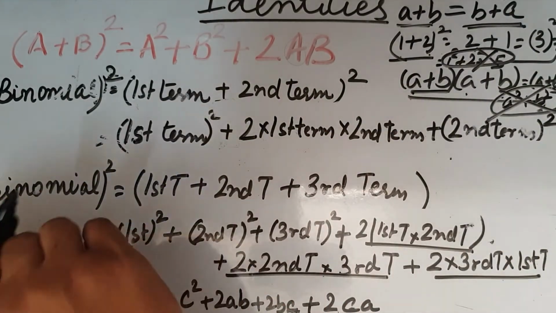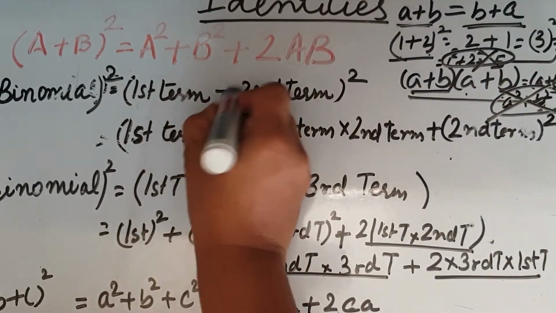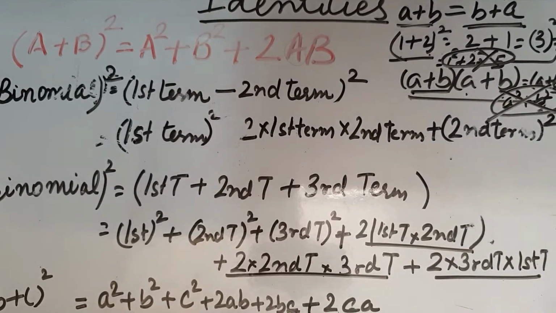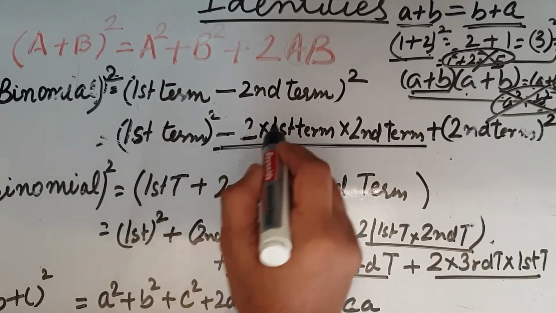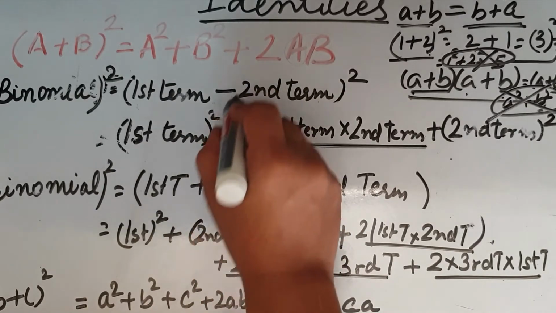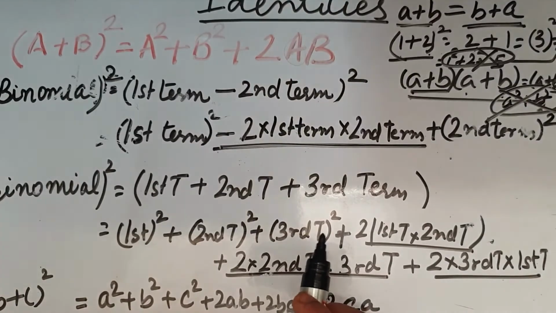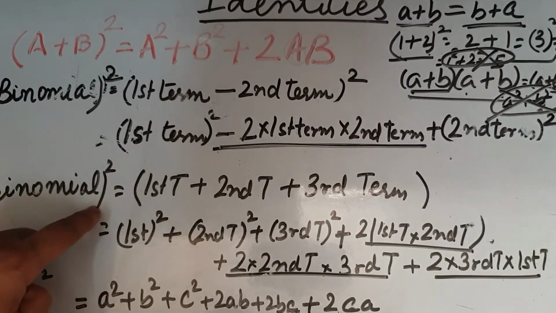Now in case this binomial has the minus in between, the square terms will remain positive. Only the middle term, 2 into first term into second term, will change its sign and turn out to be minus. And another identity we will be using in this is the trinomial square.